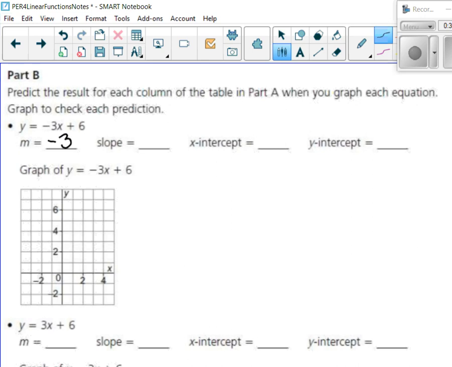-3. What's my slope? Same thing, -3. You can't tell your x-intercept by just looking at it, but you can tell your y-intercept by just looking at it. What is it? 6.